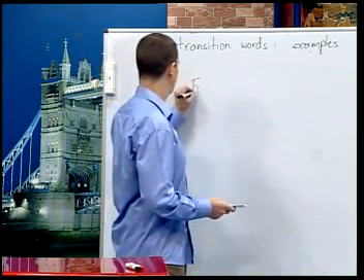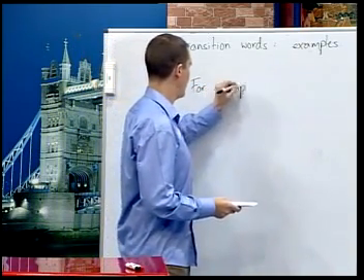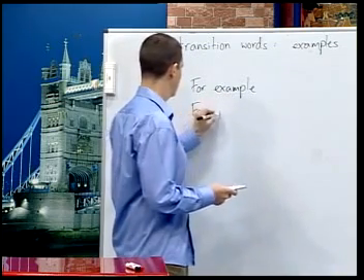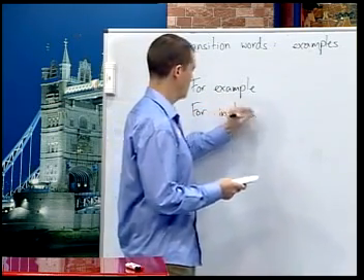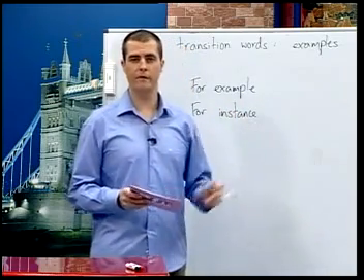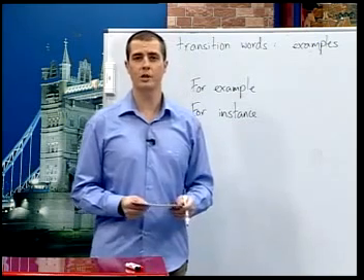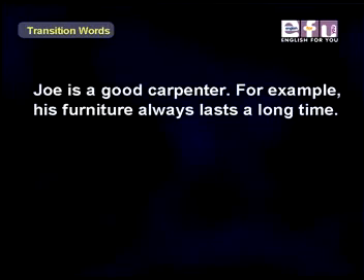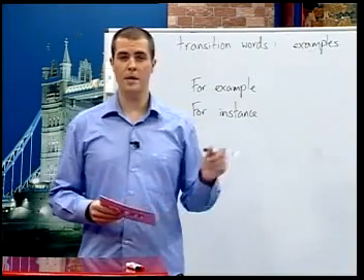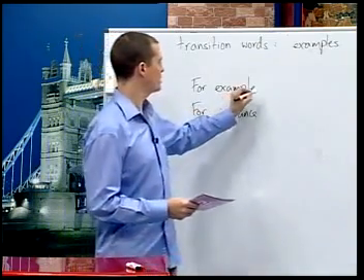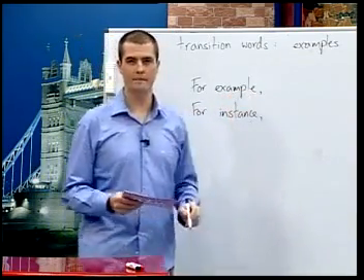For example, and for instance, are used to support the first sentence. They give us more information about the first sentence. In the first example sentence here, we said Joe is a good carpenter. The second sentence tells us how he is a good carpenter. His furniture always lasts a long time. And they are used to begin the second sentence and they always are followed with a comma.